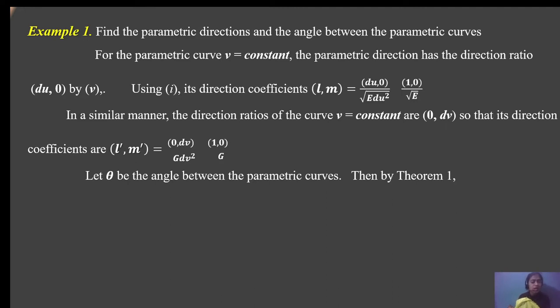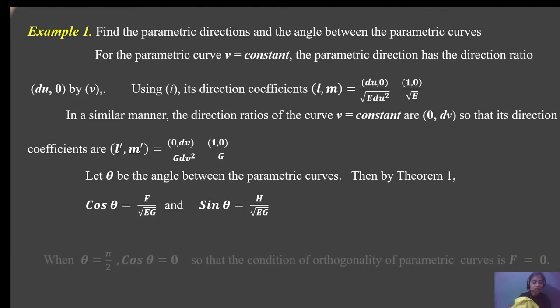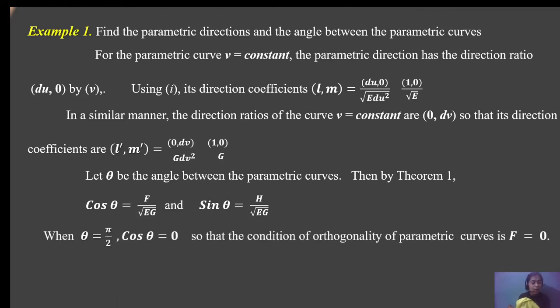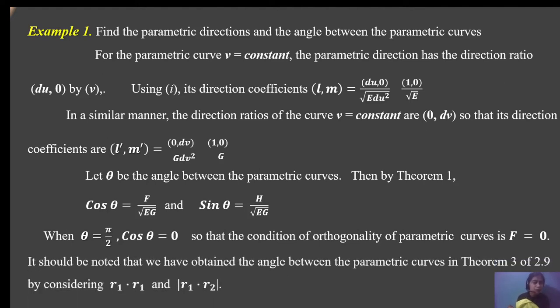Okay, let theta be the angle between parametric curves, then by the theorem we get cos theta equals F over square root of EG and sin theta equals H over square root of EG. When theta equals pi by 2, cos theta equals 0, so the condition of orthogonality of the parametric curves is F equals 0. Okay, the condition is given by theta equals pi by 2. You know that cos theta for 90 degrees is always 0, so in the orthogonality of the parametric curves, F equals 0.